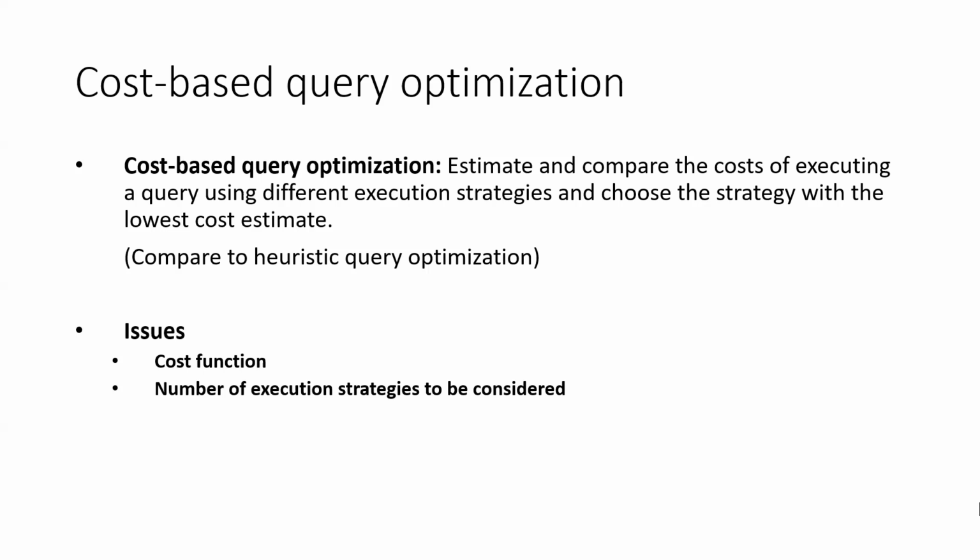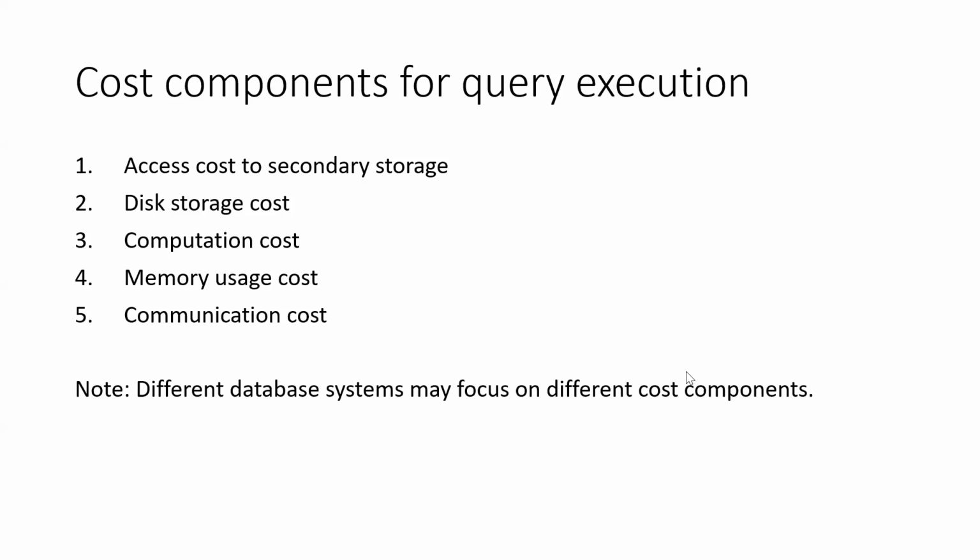So in cost-based query optimization, one of the issues that you need to face is how to find the cost, which we call the cost function, and what number of execution strategies you need to consider. Now, when you talk about cost components, there are different costs we can consider. One is access to secondary storage, that is your hard disk, and storing the data. Then there's a cost for computation, memory usage, and communication.